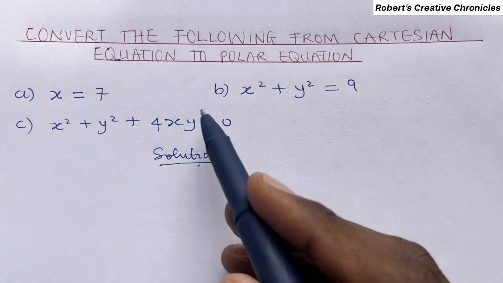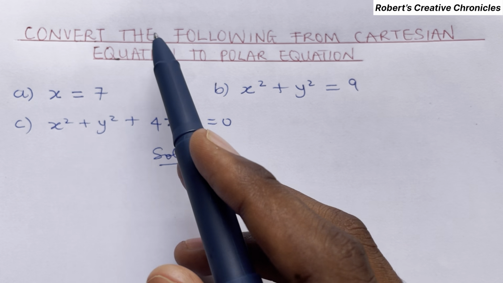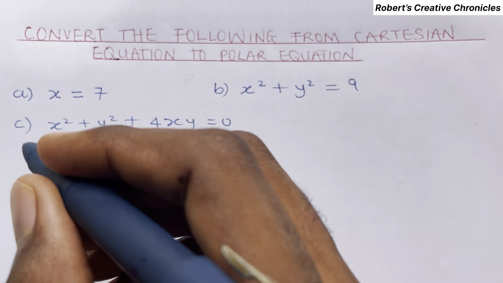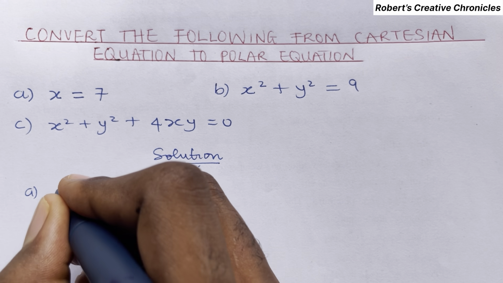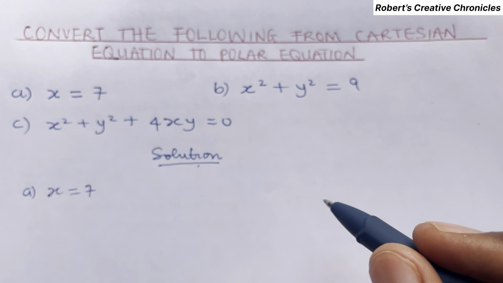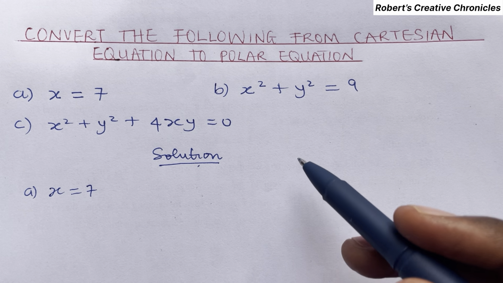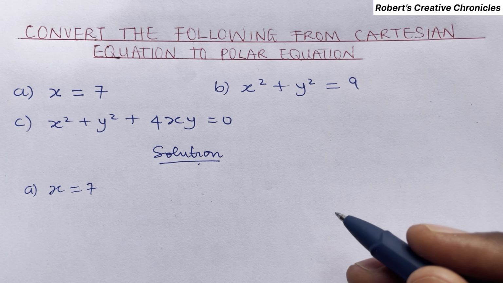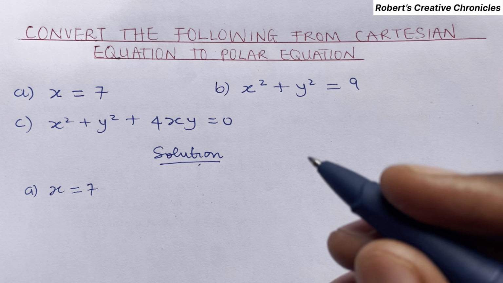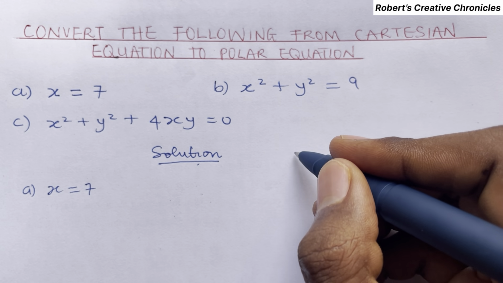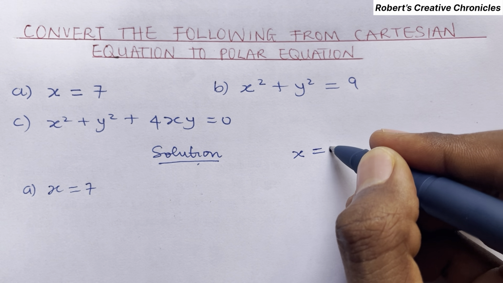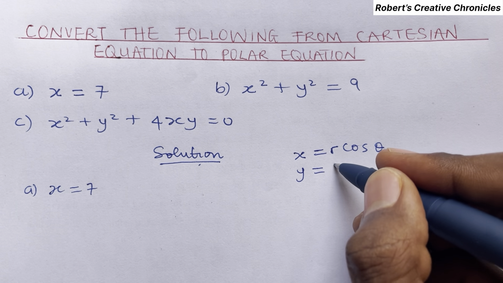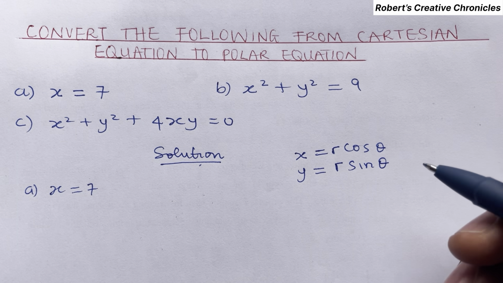So today we'll be solving this question, which states: convert the following from Cartesian equation to polar equation. So we'll start with the first one. Now, to convert an equation from Cartesian equation to polar equation, we usually make two substitutions. These are x is equal to r cos theta and y is equal to r sin theta.